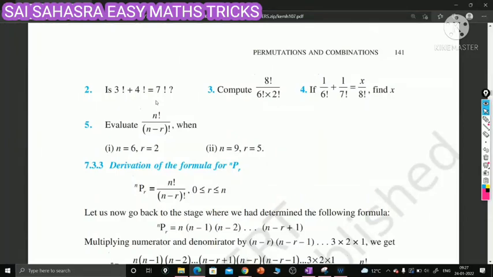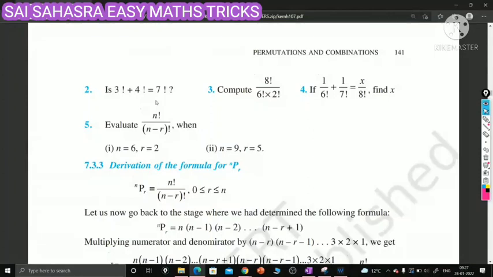So how to solve it? 3 factorial means 3 into 2 into 1, plus 4 factorial means 4 into 3 into 2 into 1, same as our previous question. How much? 3 factorial means 6, and 4 factorial means 24, no? 6 plus 24, how much?